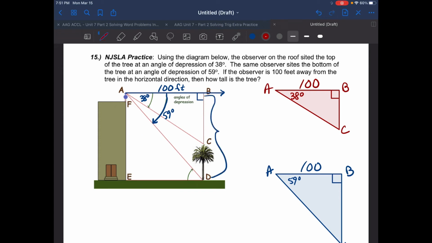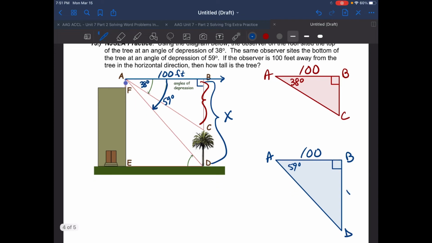Actually, I'll put those back. I'm going to use X as the length from B to D. I'll put that on my diagram. And I'm going to use Y as my length from B to C. Again, I'll put that on my diagram. How will we find the height of the tree once we obtain those two numbers?